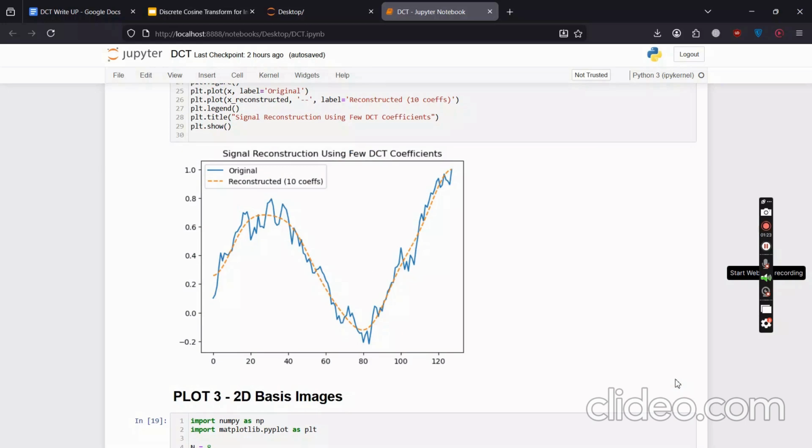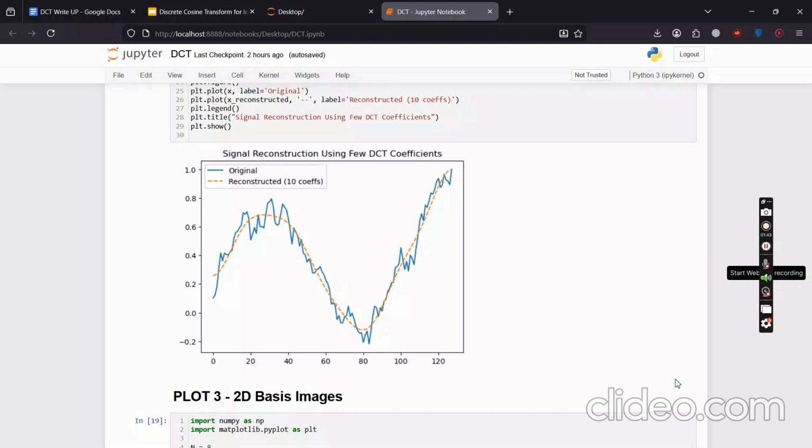In this demonstration, we compute the discrete cosine transform of a correlated signal and retain only a small number k of the lowest frequency coefficients while setting the rest to 0. We then reconstruct the signal using the inverse DCT.